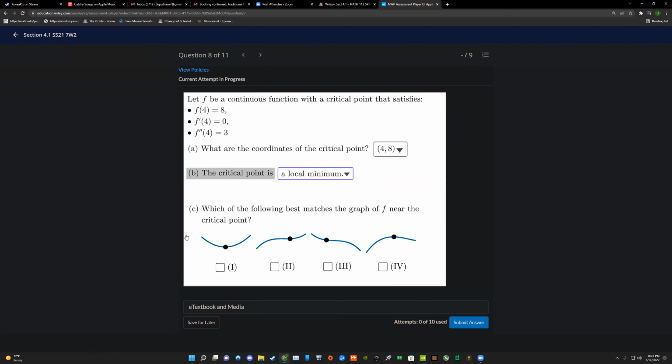Which one is the best match for F near the critical point? Which one of those shows a min? There you go. This one. Boom.